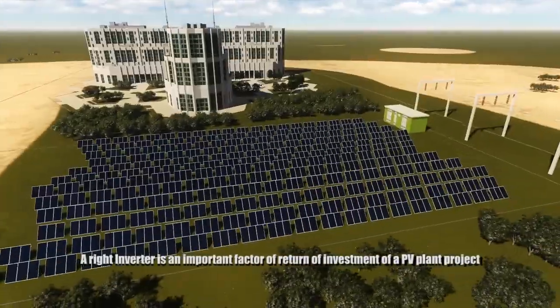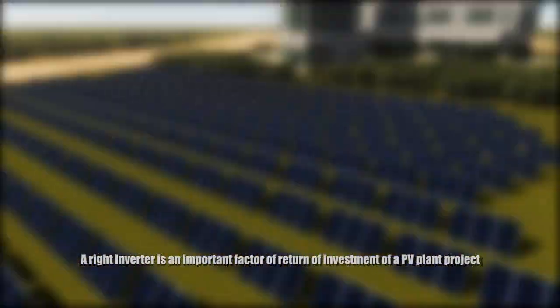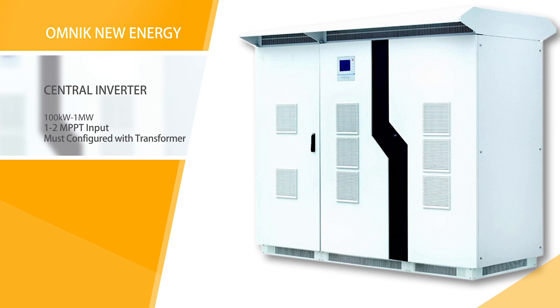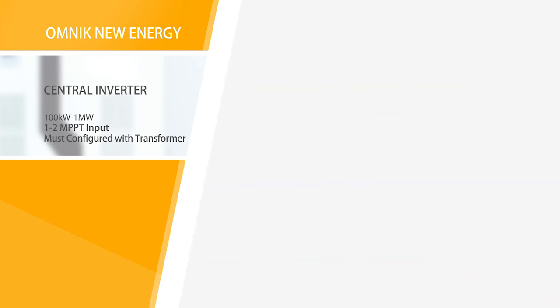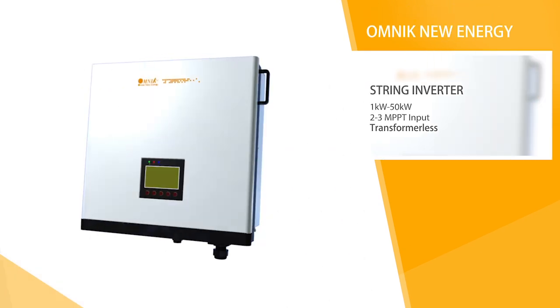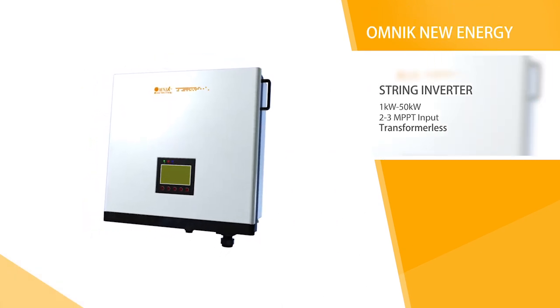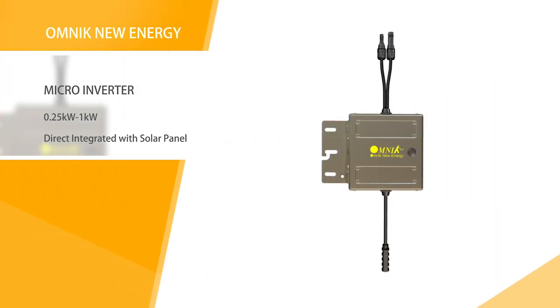An inverter is an important factor of return on investment of a PV plant project. In general, inverters can be divided into central, string and microinverters. Central inverters range from 100 kilowatts to 1 megawatt with 1 or 2 MPPT, and a transformer is necessary. String inverters range from 1 to 50 kilowatts, transformerless, with 1, 2, or 3 MPPT. A microinverter can be directly integrated with a solar panel.